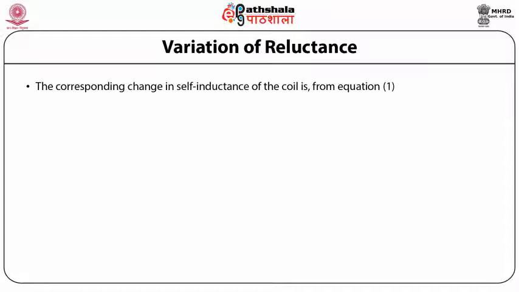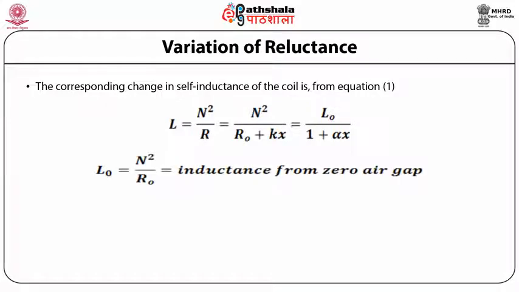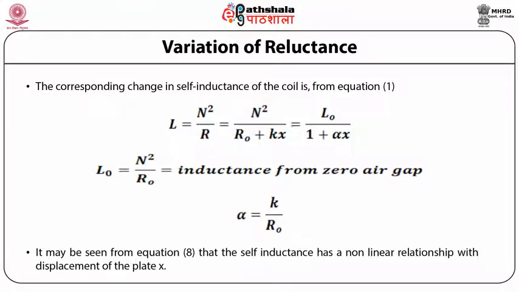So students, the corresponding change in the self-inductance of the coil is given from equation 1, that is L equal to N square by R, equal to N square by R naught plus kx, which is equal to L naught by 1 plus alpha x, where L naught is N square by R naught, which is the inductance at zero air gap, and alpha is nothing but k by R naught. It may be seen from equation 8 that the self-inductance has a non-linear relationship with displacement of the plate x.